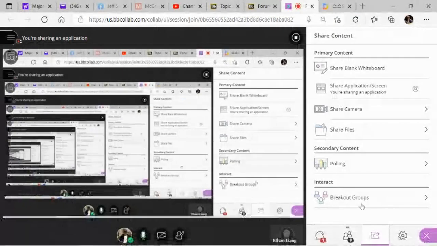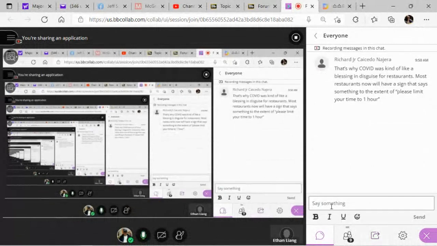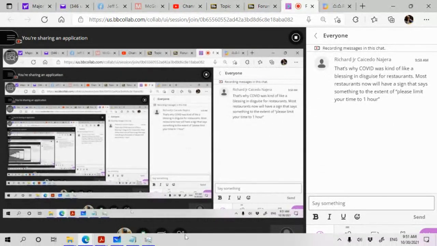Then inventory turnover. Now you can understand what inventory turnover is. Kind of like a blessing in disguise. Now. Yeah, yeah. Please limit your time to 1 hour. Yeah.